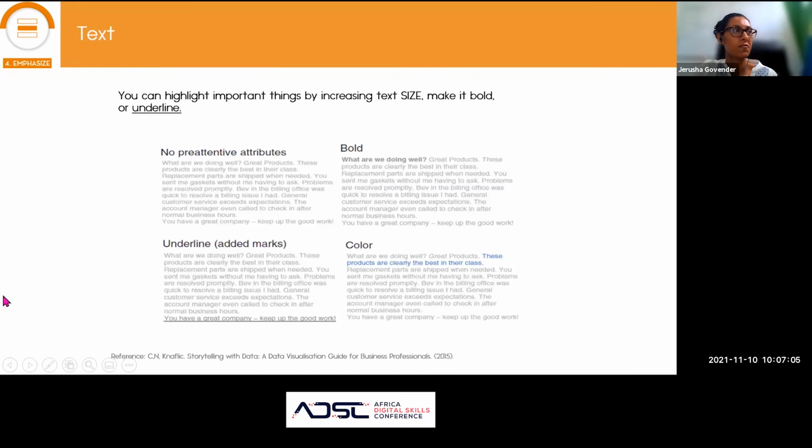Here's just an example of how you could use text in different ways. So there's no attributes, it just looks like a paragraph. But if it's bold, my attention is drawn to the question. If it's underlined, I go straight to the bottom and see what's that point, or using color again. So this is helpful, especially when you've got a lot of qualitative information, and then you can use this as a means to still highlight information in your infographic.